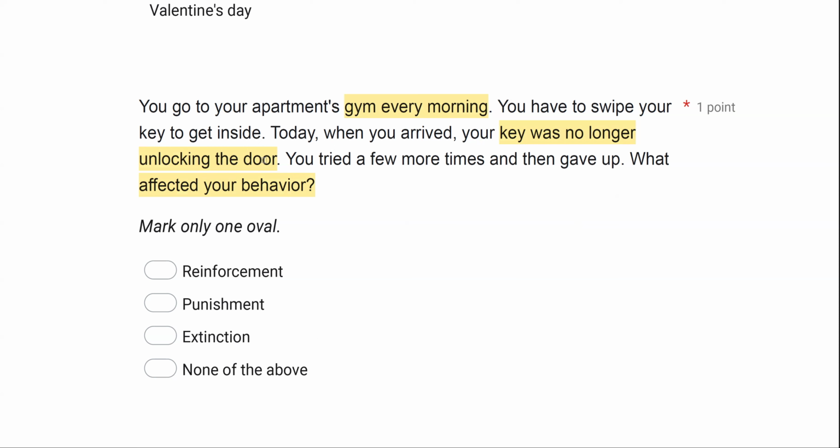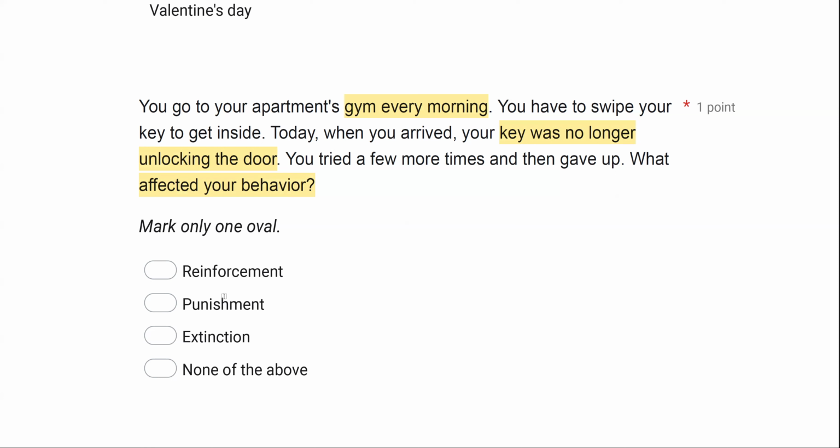Now, why is your behavior on extinction if the key is no longer unlocking the door? Well, previously, your key would work to swipe to get inside. And so your reinforcement would come after you swipe the key, you go inside. Today, though, the key did not unlock the door and you did not receive reinforcement. So reinforcement was withheld for previously reinforced behavior.